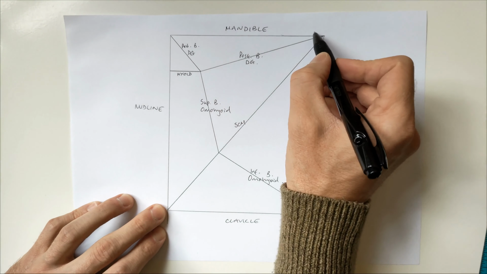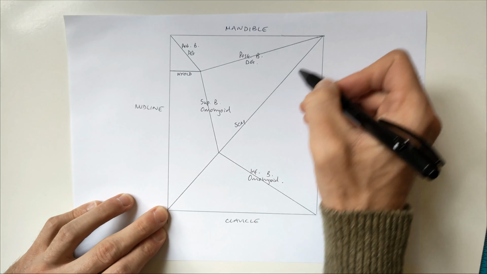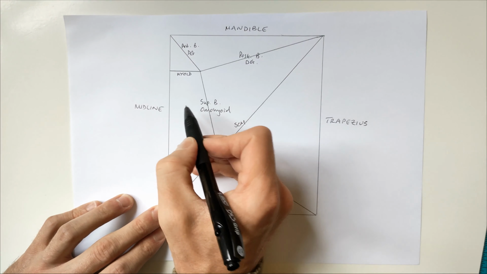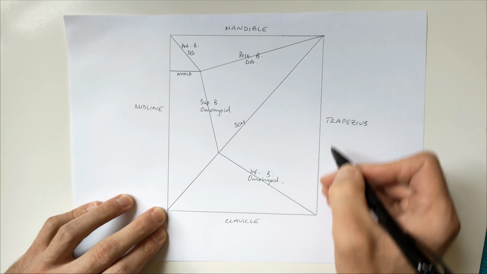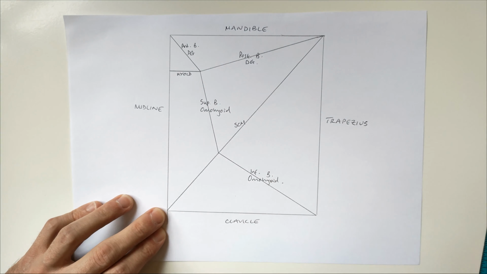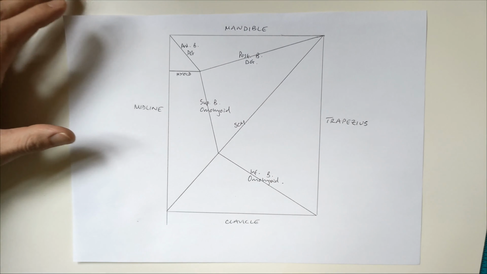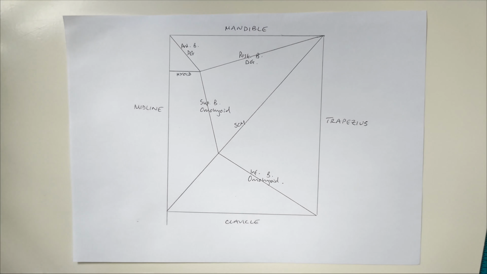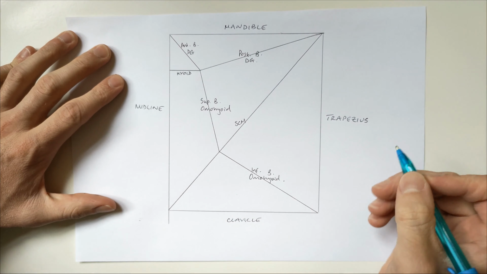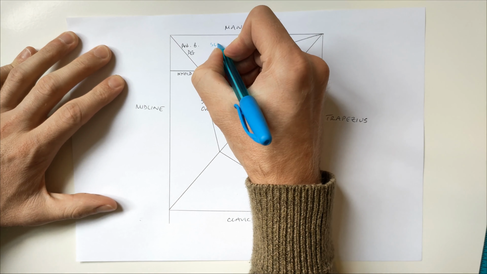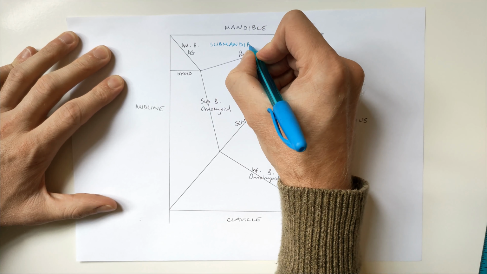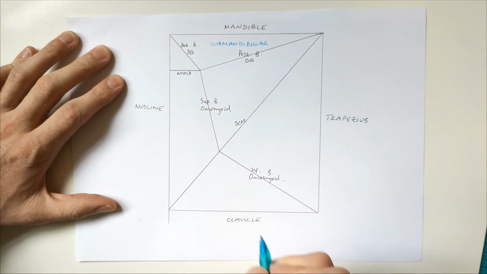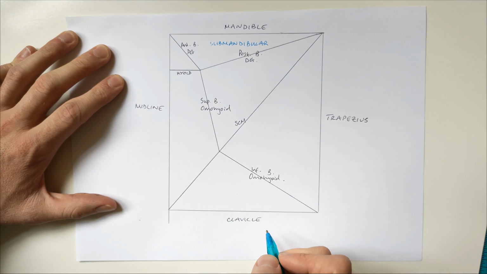So all of this anterior to the sternocleidomastoid forms the anterior triangle, which is then subdivided into four. All of this posterior to the sternocleidomastoid forms the posterior triangle, which is then subdivided into two. So we'll now name these triangles, and we'll start at the top with the one below the mandible, which is called the submandibular triangle, for obvious reasons, because it sits below the mandible, so the submandibular triangle.